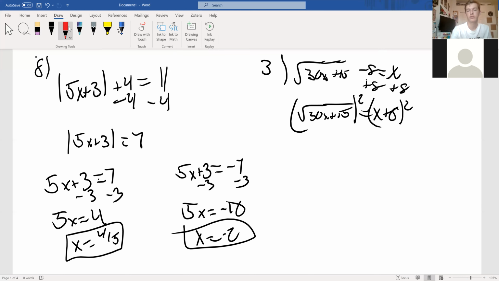And then big reminder with your square root ones, check your answers. So whenever you square both sides, one of your answers might not necessarily be true. So make sure when you do get your two values to plug them back into the original to see if they actually work.